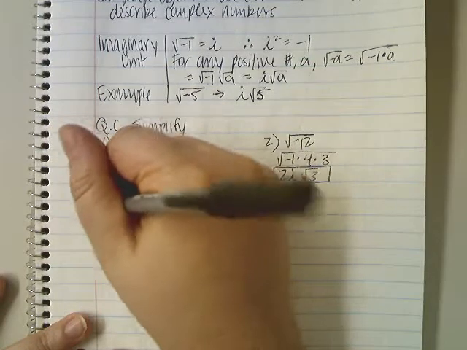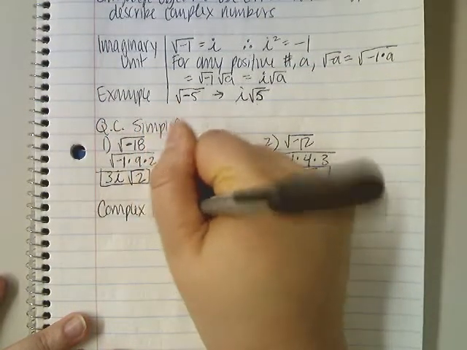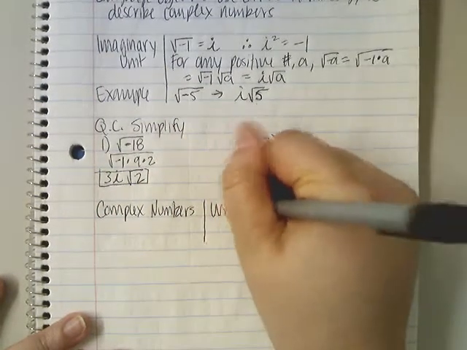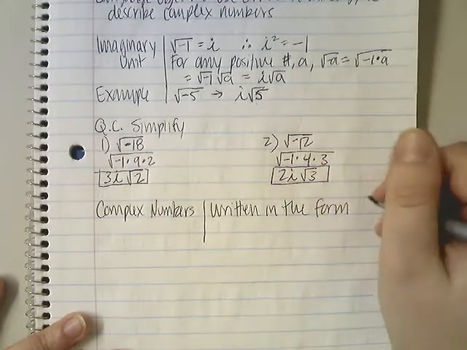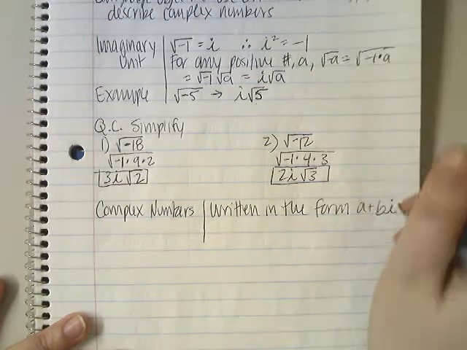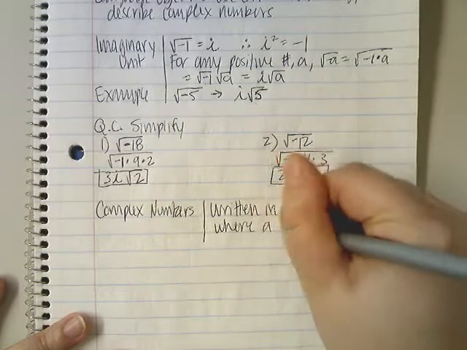I'm going to jump into now our complex numbers, or the definition of complex numbers, which is the focus of today's notes. So complex numbers are written in the form a plus bi, where a and b are real numbers.